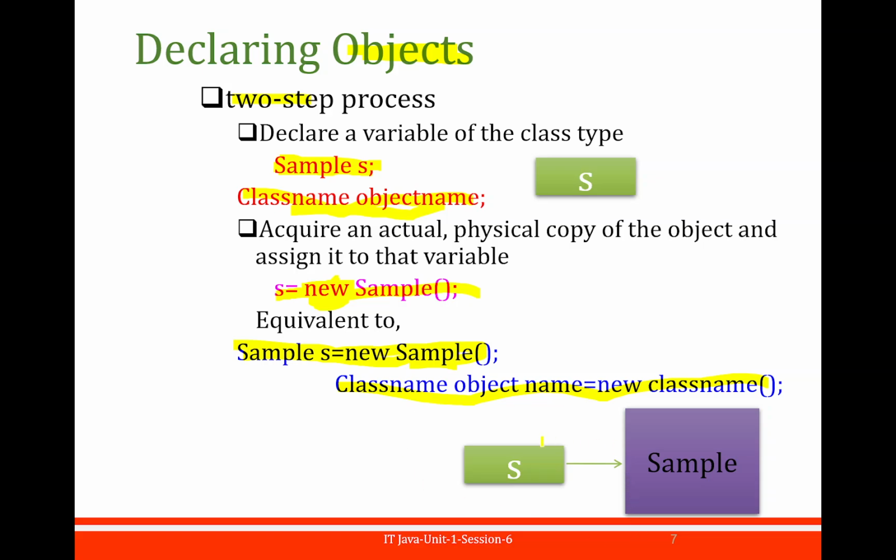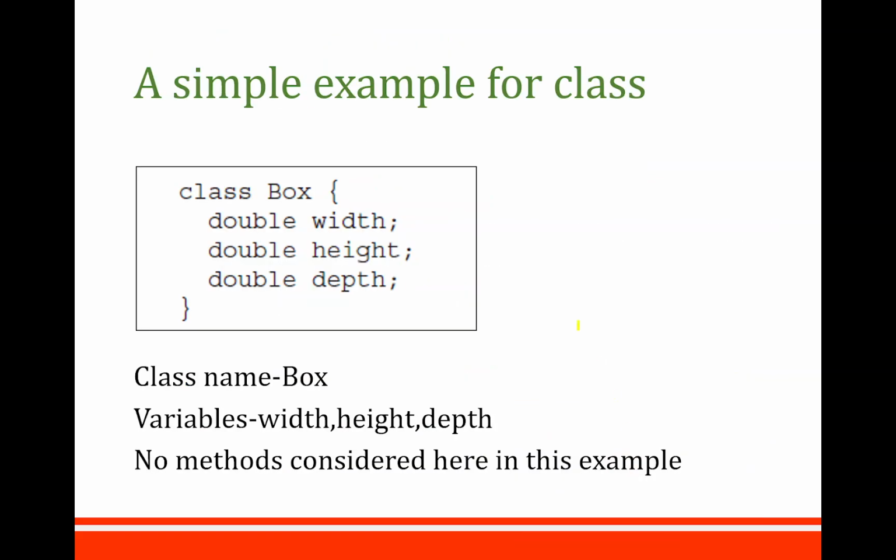So here we have created a reference S that is pointing to the class sample. This is a simple example for class definition, so here we use the keyword class. Here the class name is box, and then we start the class, and here we end the class.